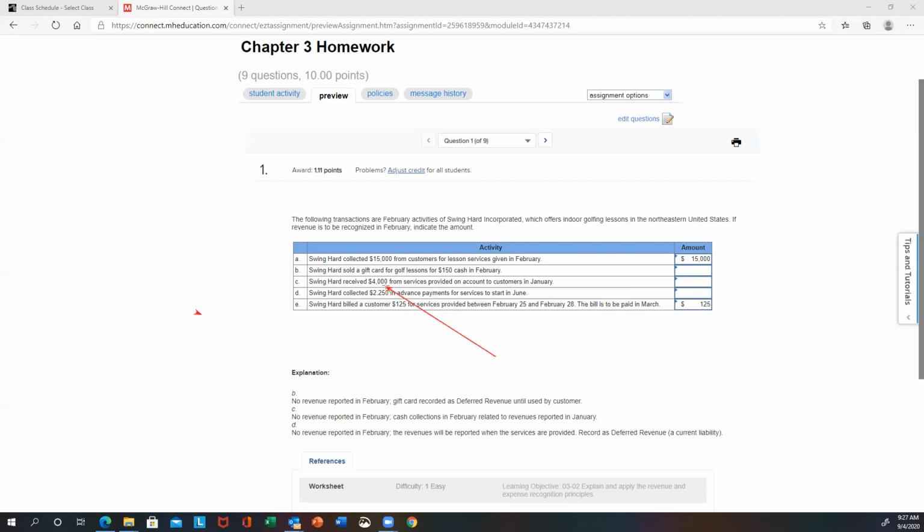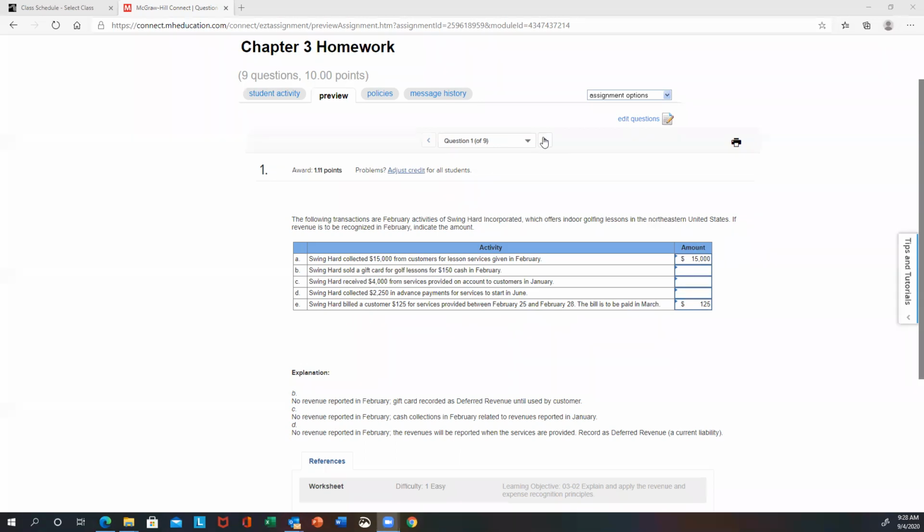Next one says they received $4,000 cash from services provided on account to customers in January. That's just a collection on account. That revenue has already been recognized in January. So for February, it'd be 0. And then we've got they collected $22.50 in advance for services to start in June. That's just a prepayment. All that would be deferred revenue, so nothing. Last one says you billed a customer for services that were provided in February. So all of that amount should be recorded as revenue.